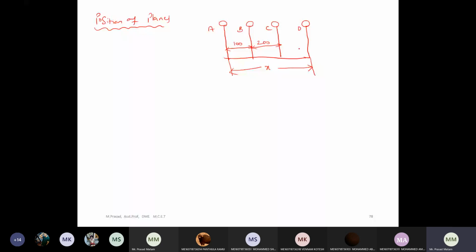Once we get the position of the planes, what masses do we know? We know mass B, we know mass C, and we don't know A and D. So now two are unknowns here. A is unknown, D is unknown. Now what is my reference plane? Can anyone tell from here, dear students? What is my reference plane?